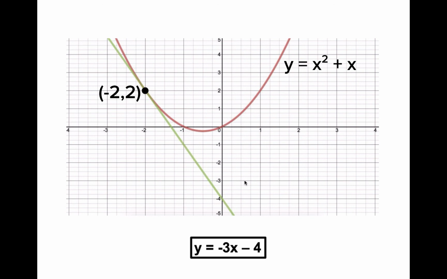And then I went ahead and graphed this. And so this red one is the curve that we were finding the derivative of. And then this is our tangent line at the point of interest, -2, 2. And notice that is the equation of that tangent line.